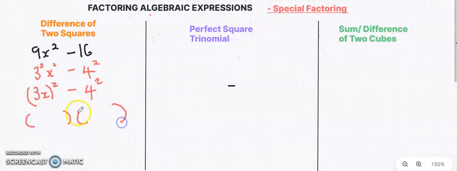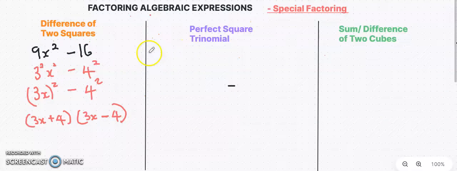we open two brackets. We put the first thing squared, which is 3x, in the brackets, so write 3x in the brackets. And then we put the second thing squared, which is 4, in the brackets, we write 4. Next, we alternate the signs. One is a positive, the other is a negative. And this is how we factorize the difference of two squares.